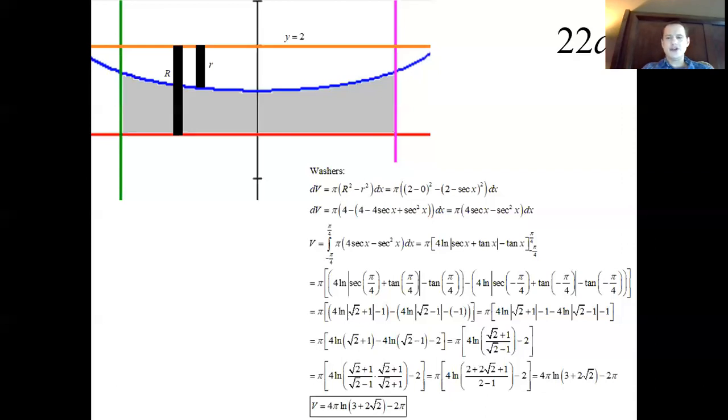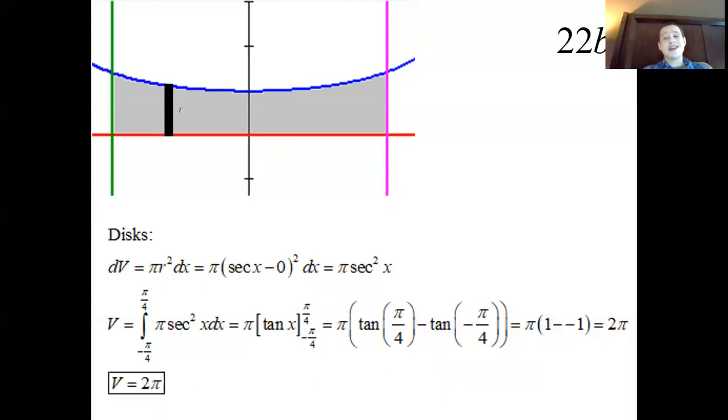For part B, what they're going to do is take this region and spin it around not y = 2, but y = 0, i.e. the x-axis. Now, in this case, it's going to be a lot easier. You don't have a gap that you're spinning around. You're just taking this region, which is bounded by secant x and the x-axis, and spinning it around the x-axis. So there's nothing to take out.